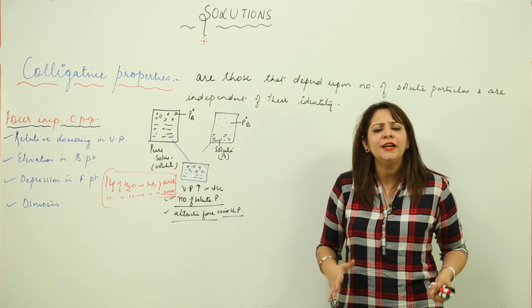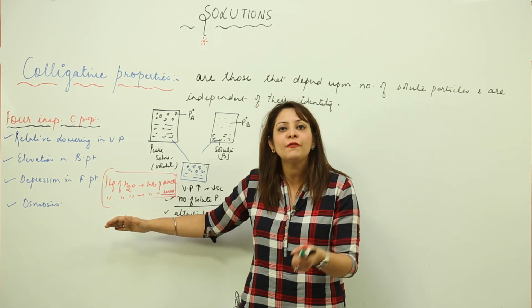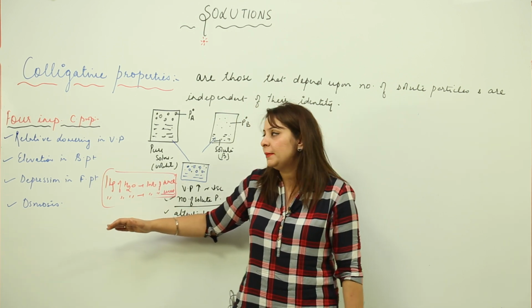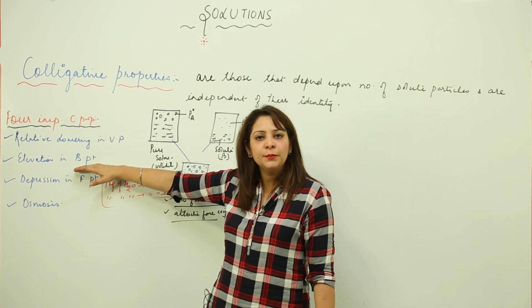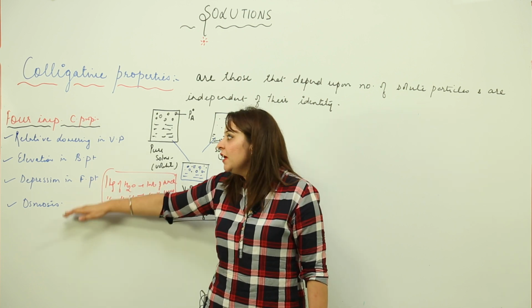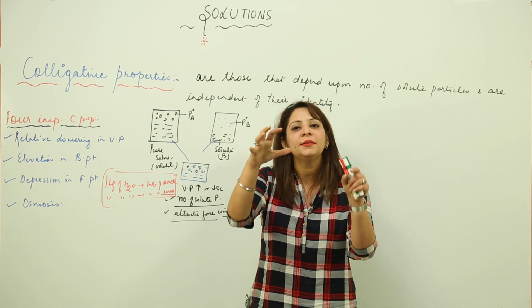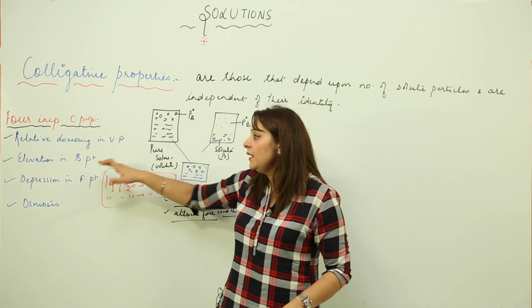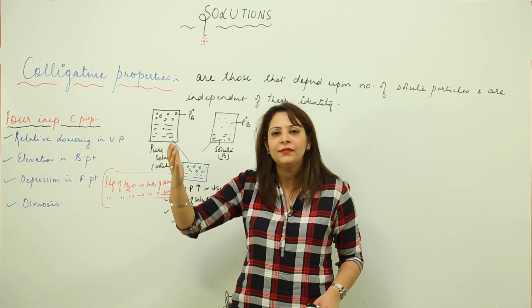You have 4 important colligative properties in your syllabus: relative lowering in vapor pressure, elevation in boiling point, depression in freezing point, and osmosis. Relative lowering in vapor pressure, it is clear from the name, means the vapor pressure is getting lowered. Elevation in boiling point means the boiling point is rising up from the normal level.